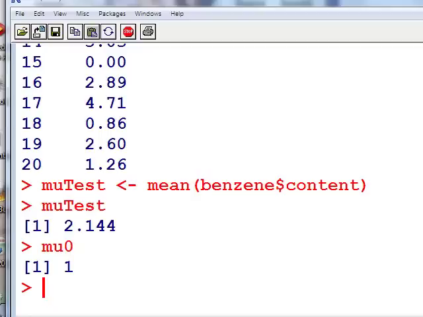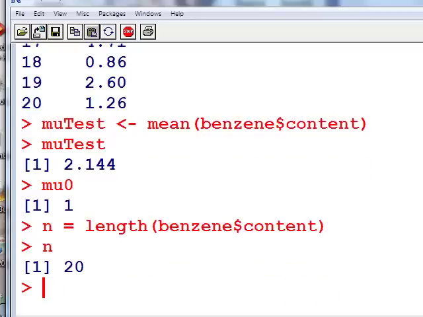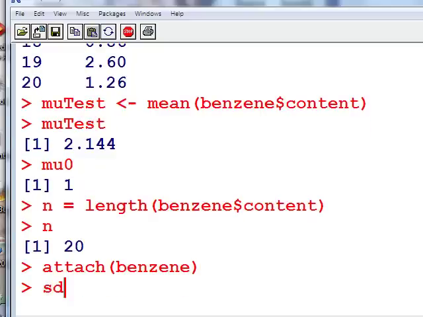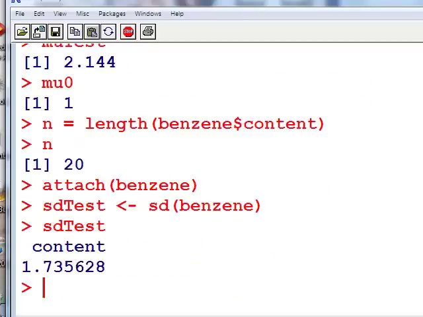Now we need the number. It's always good to calculate it. And it should be 20, and it is. The standard deviation we don't have from the test, but we can get it from the data. SD, again, benzene. If you're tired of doing that, you can attach it. Alright, now I can go.